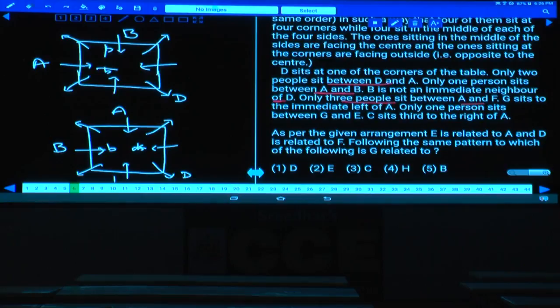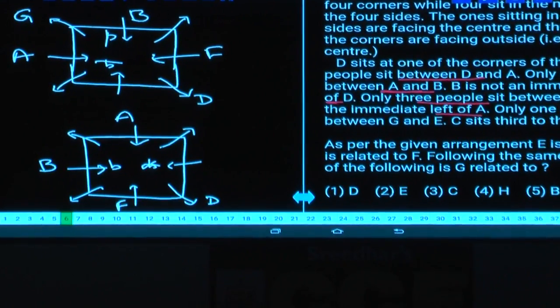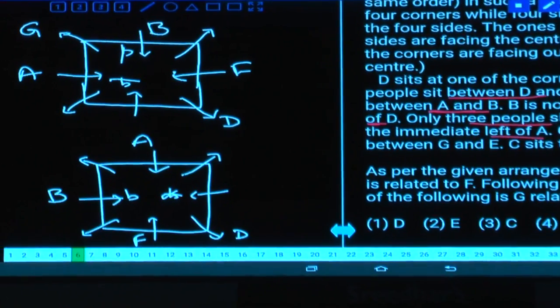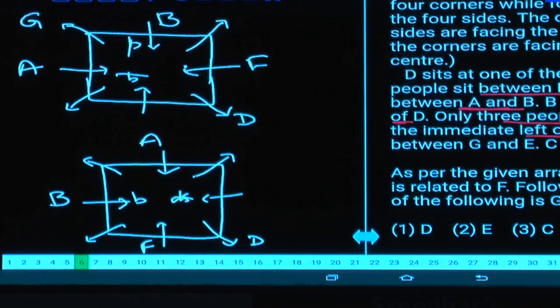Three people between A and F means A and F are opposite to each other. And G sits to the immediate left of A. As G is to the immediate left of A, in case 1, G must be at this place. And in this case too, G sits to the immediate left of A, so G will be at this place.